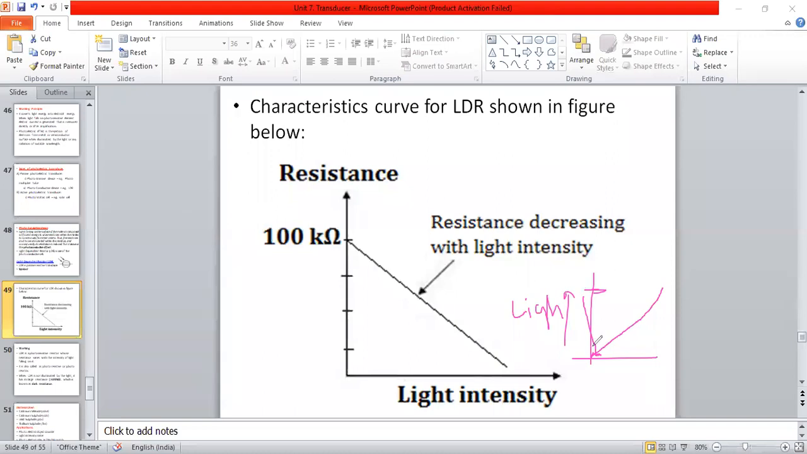When the light intensity is maximum, R is 0. When the light intensity starts to decrease, the resistance increases, like this.